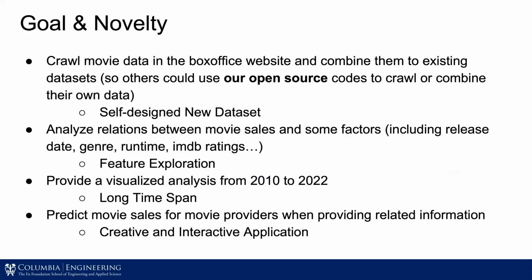The goal of our project is to make a user-friendly user interface for people, especially movie investors, to use our prediction models for the novelty. We crawl the movie data from the Box Office and the IMDb website and combine them with existing datasets, so others could also use our open source code to crawl or combine their own movie data. And we analyzed the relations between movie sales and some factors including movie release date, movie genre, runtime, and IMDb rates. And we also will provide some visual analysis from 2010 to 2022 and predict the movie grossing for movie providers with some relevant information about movies in our eventual website.